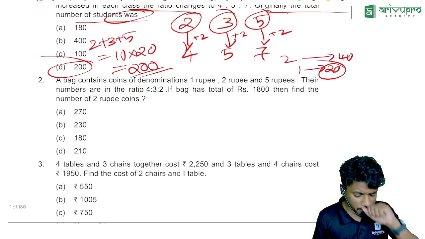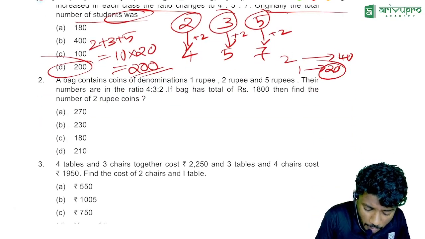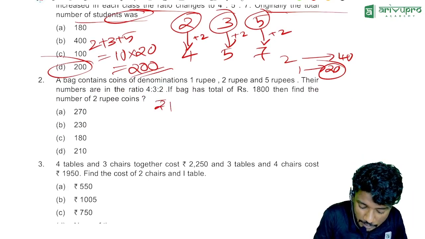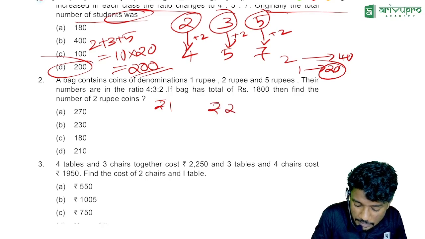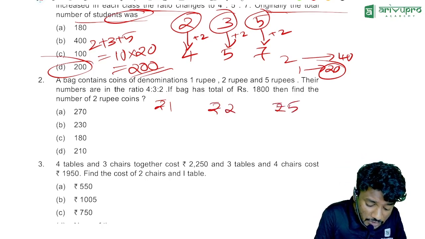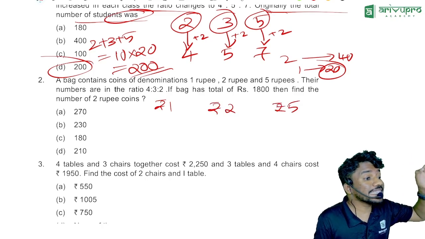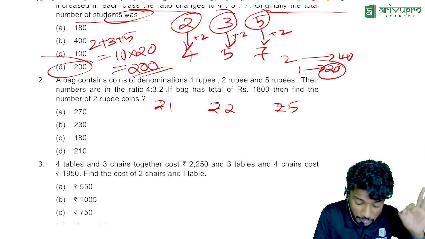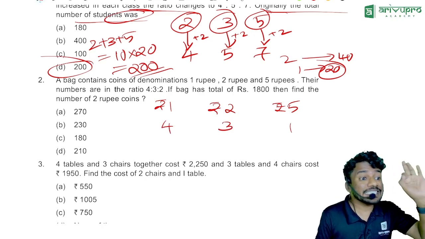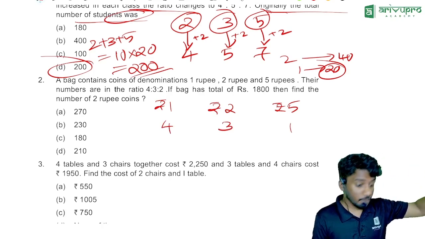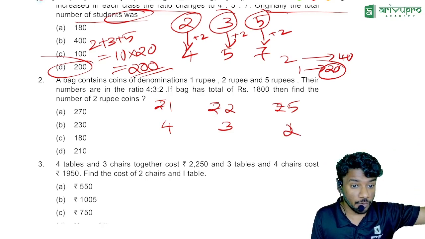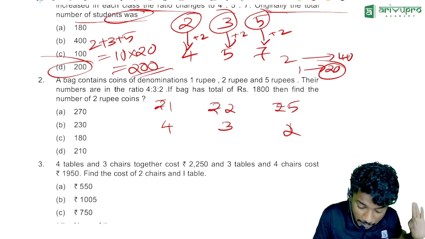Yes, look at the question. A bag contains coins of denomination 1 rupee, 2 rupees, and 5 rupees. Their numbers are in the ratio 4:3:2. That is the number of coins ratio, not the value ratio. Always think that.